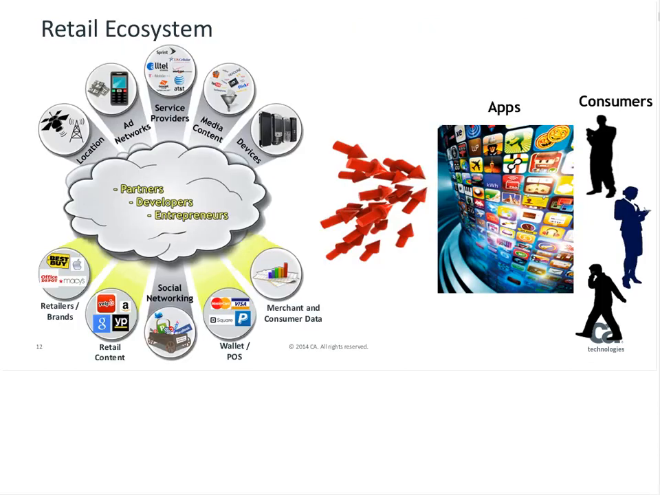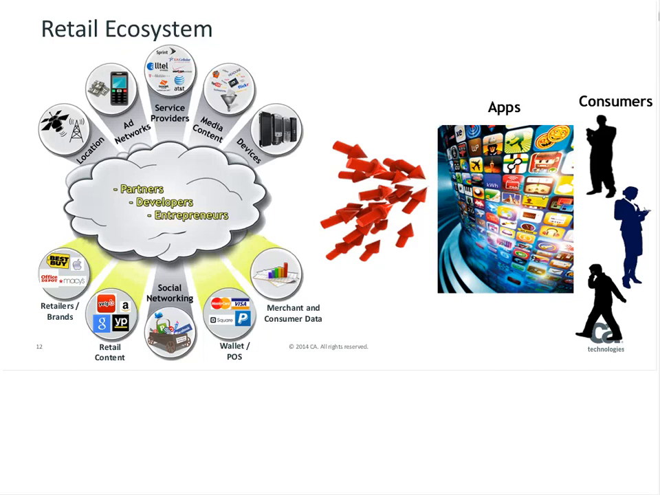So the retail ecosystem, this is a pretty simplified slide, but I'm using it because I want to explain that when you think about an API-driven retail ecosystem, you think about two things. One is horizontal APIs: location, what ad network are you using, what network are they on, AT&T, Verizon, what media content, what device are they on, and what social network. These are all APIs that are horizontal. They apply to any vertical.